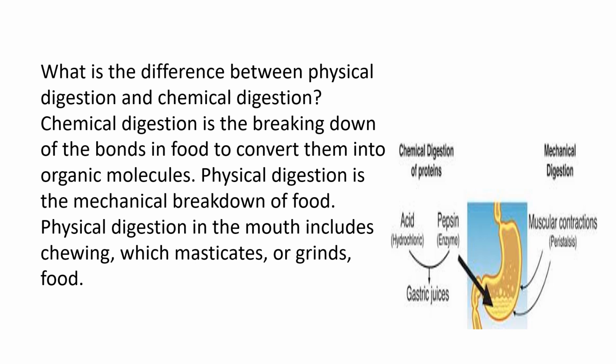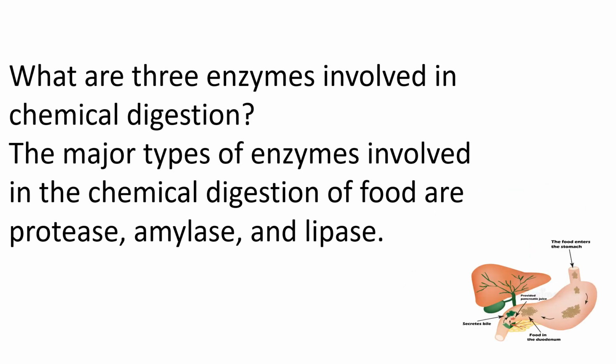What is chemical digestion? Chemical digestion is the breaking down of the bonds in food to convert them into organic molecules. Okay, what are the three enzymes involved in chemical digestion? The most important enzymes involved in chemical digestion are protease, amylase, and lipase. In the next slide, we discuss the importance of protease, amylase, and lipase.